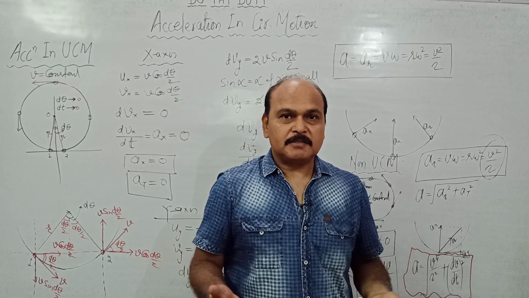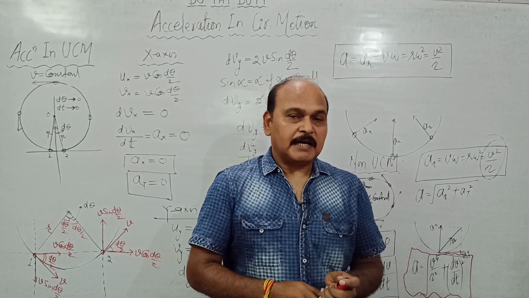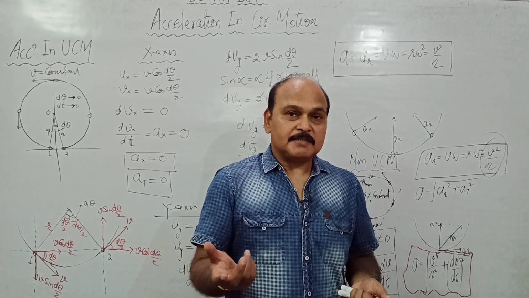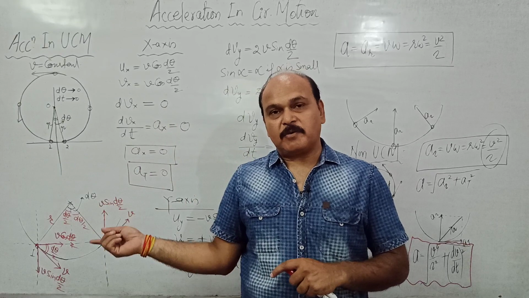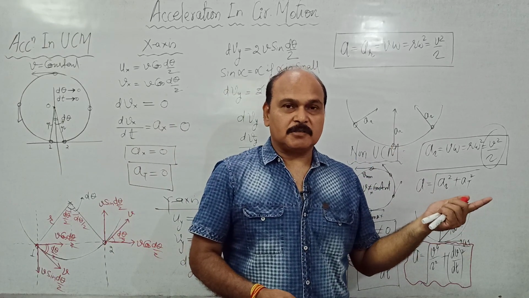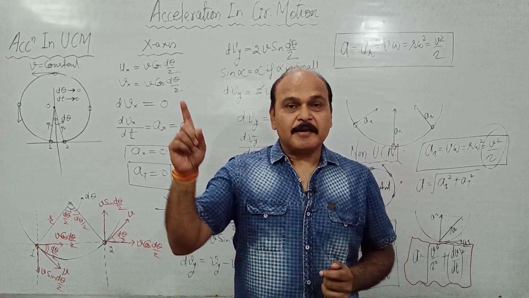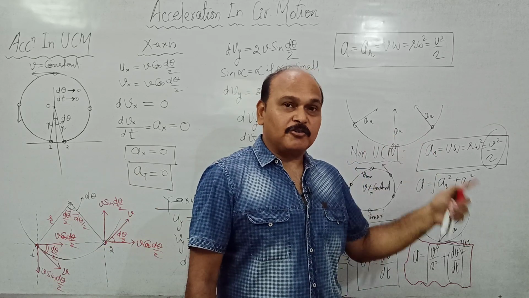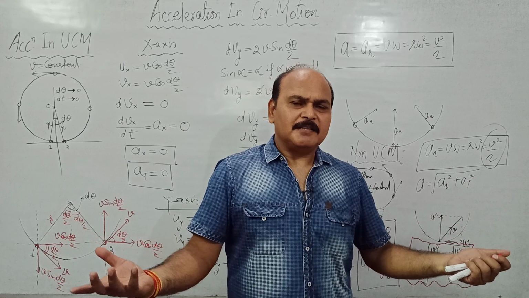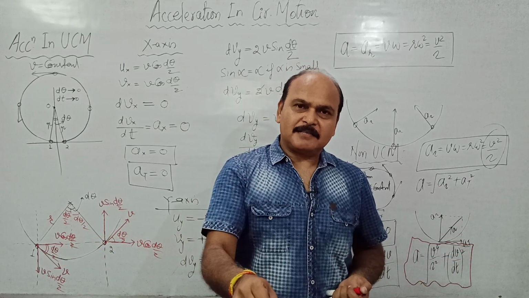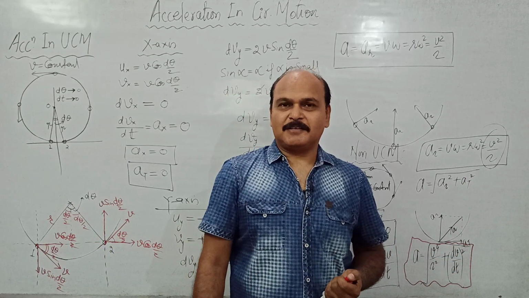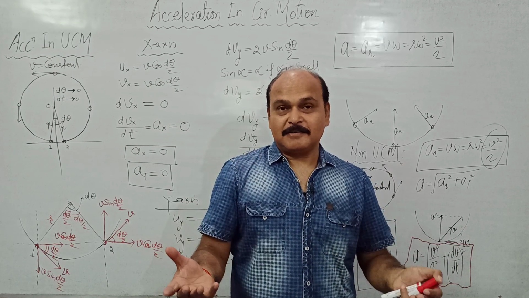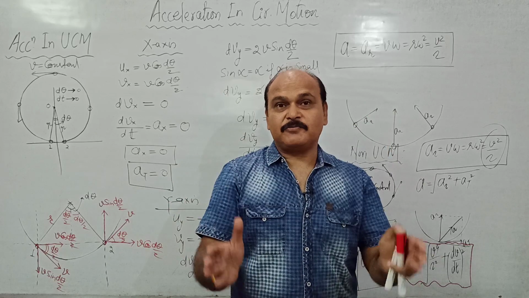So children, with this we come to the end of acceleration in circular motion, and what we have seen is that radial acceleration is common to both uniform as well as non-uniform circular motion, but tangential acceleration is missing in UCM, and it is very much present in non-UCM. What does this mean? This simply means tangential acceleration is not a necessity for circular motion, and the acceleration which is common in both is radial acceleration, centripetal acceleration, which is a must for circular motion.